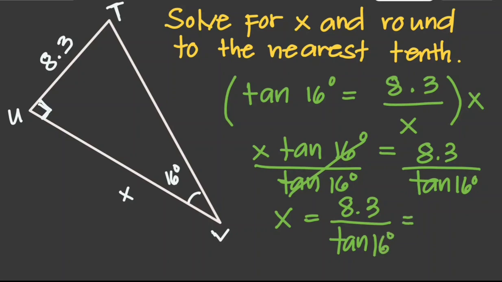It says round to the nearest tenth. So that is 8.3 divided by tangent 16. So we get 28.9 for our x.